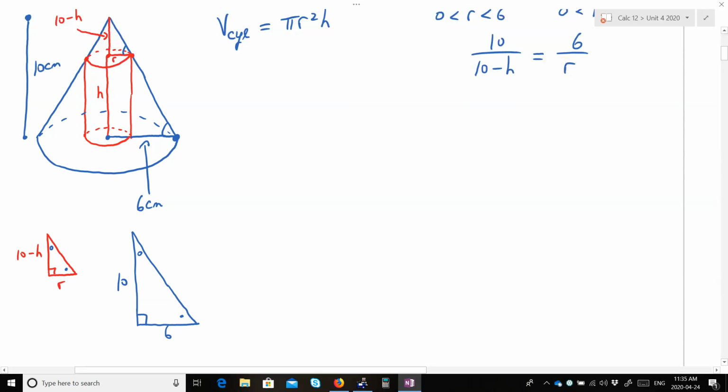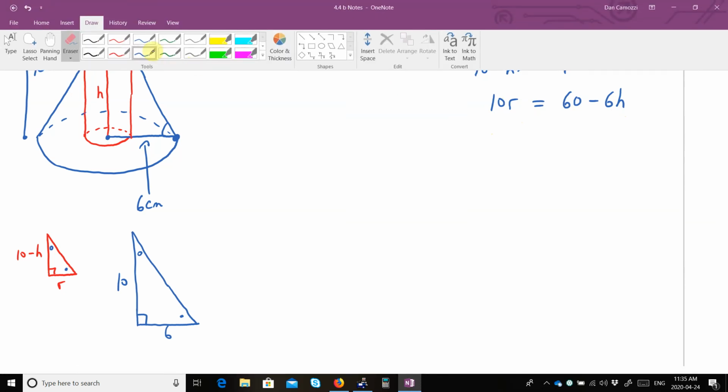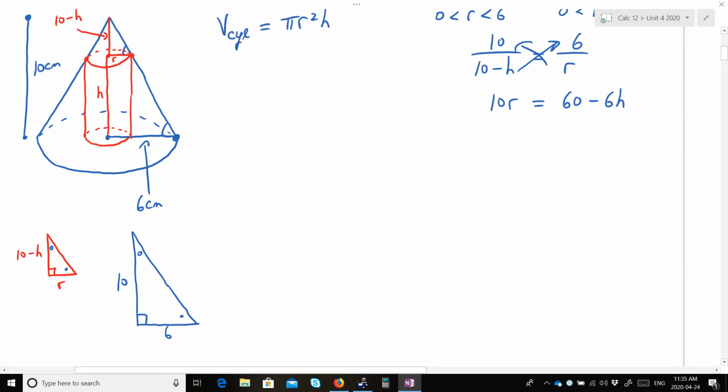So the sides are proportional like this, and in this situation we can now cross multiply, and we can get 10r is equal to 60 minus 6h if I multiply the 6 onto the 10 minus h. Okay, and I think in this situation, guys, it might be easiest to get h by itself, because then we can just go and plug in for h here rather than having to plug something into r squared and FOIL and stuff. So let's get h by itself.